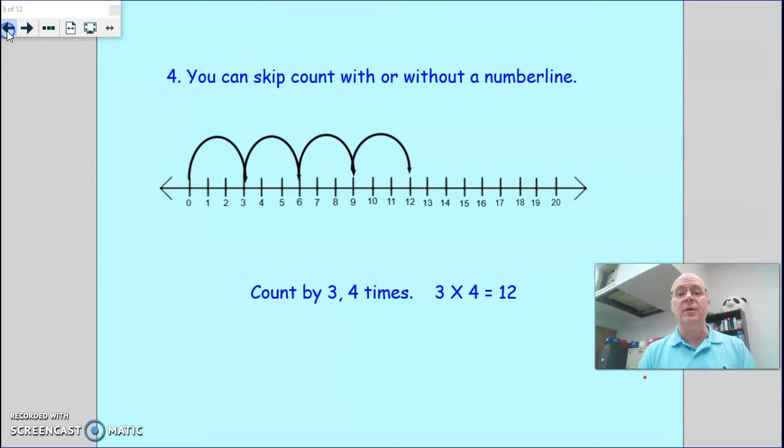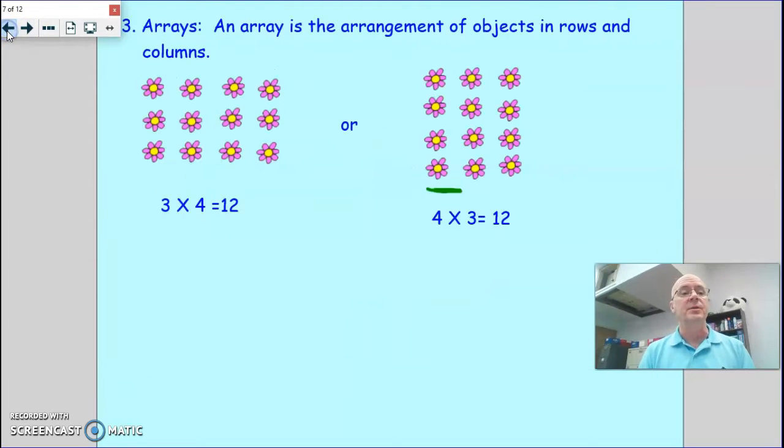And you could skip count on a number line too. There's nothing wrong with that. If you look at this one here, and we did this yesterday, right? You've got 1, 2, 3 rows and 1, 2, 3, 4 columns. That is literally showing you 3 times 4.